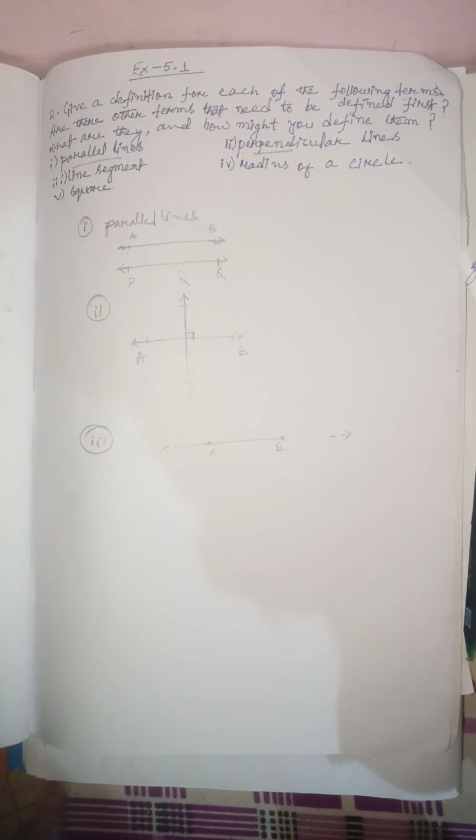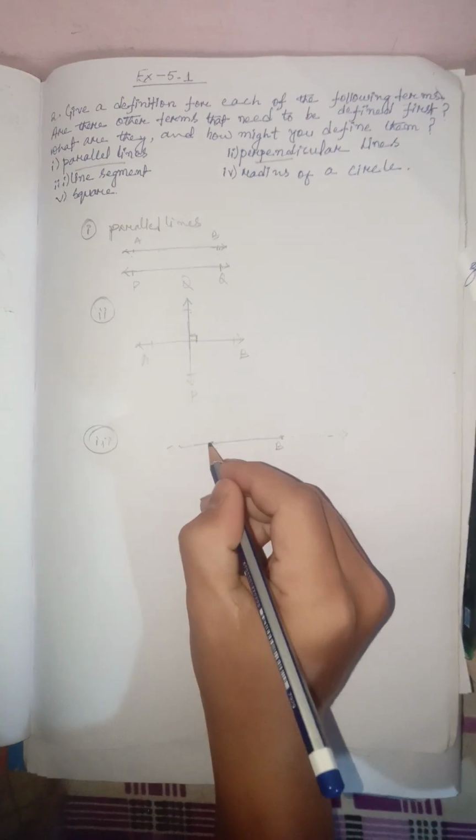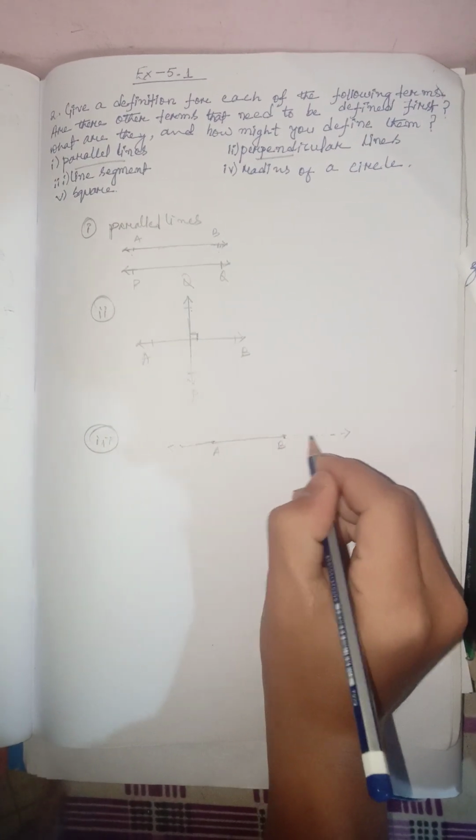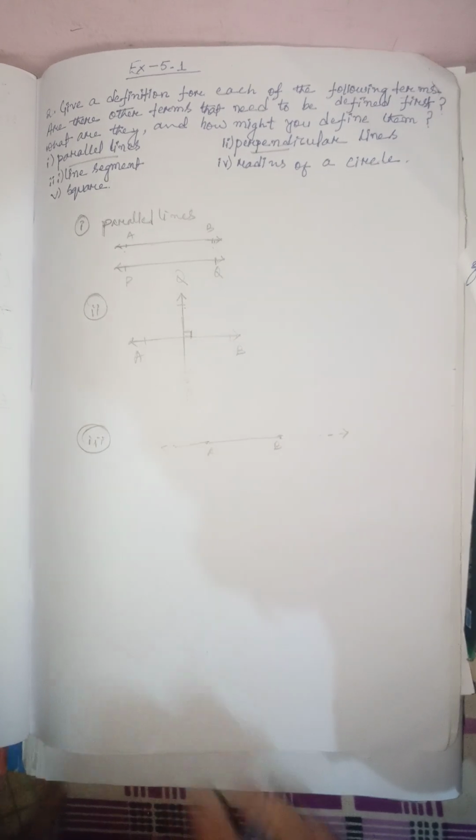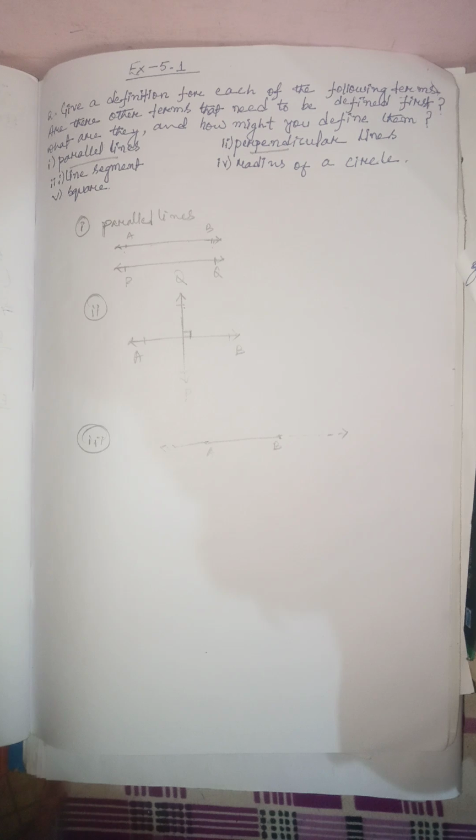Now a line segment is the part of a line which should have fixed ends. If you start from this, it will have a fixed end, and even in this direction it will have a fixed end. So such lines which have fixed ends, we call line segments.